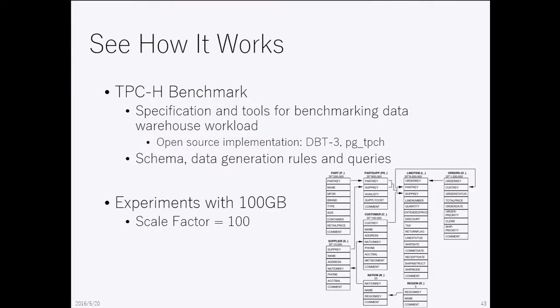TPC-H is a data warehouse benchmark, and it defines schema, data generation rules, and 22 queries from simple scans to complex joins and subqueries. Maybe many of you know dbt3 and PGTPCH. And there are open source implementations of TPC-H. In this experiment, we used a 100 gigabyte data set.